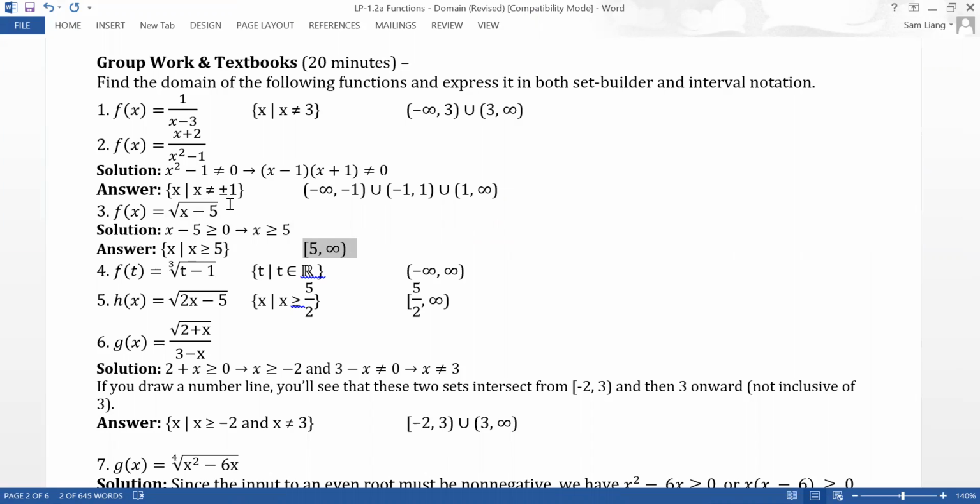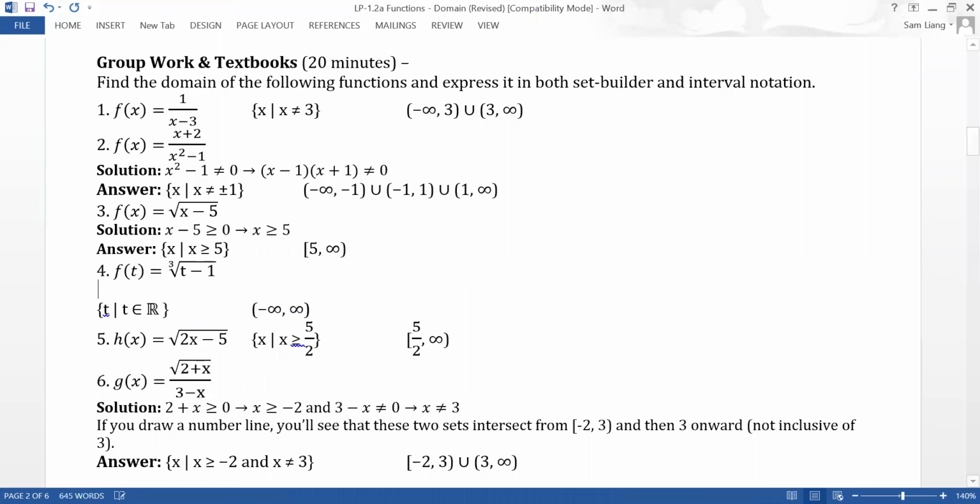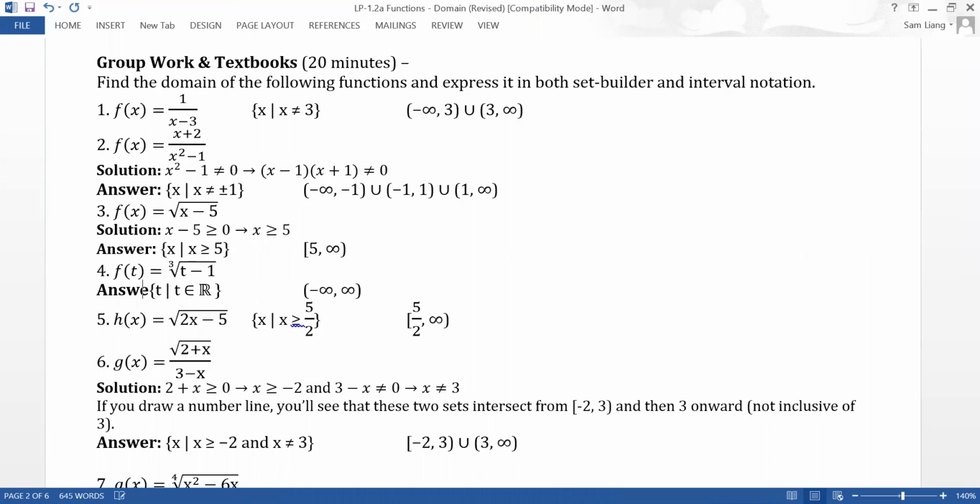All right, question number 4. This is an odd root. So here I'll just write the answer. This is actually all real numbers because the cube root of a negative number is defined, right? The cube root of -8, for example, would be -2, because -2 times -2 times -2 is -8. So the cube root of a negative number is defined over the set of real numbers. So you can write t such that t is an element of all real numbers.